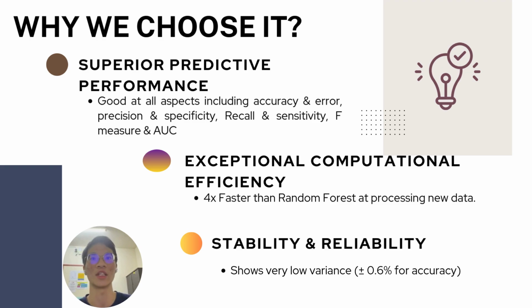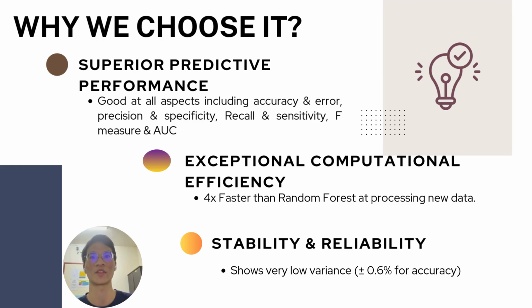And for recall and sensitivity, it achieved 97.9%, matching the random forest and beating the decision tree. And for F-measure and AUC, it boasts the highest F-measure, which is 98.9%, and a perfect AUC of 1, indicating a flawless ability to distinguish between the classes.